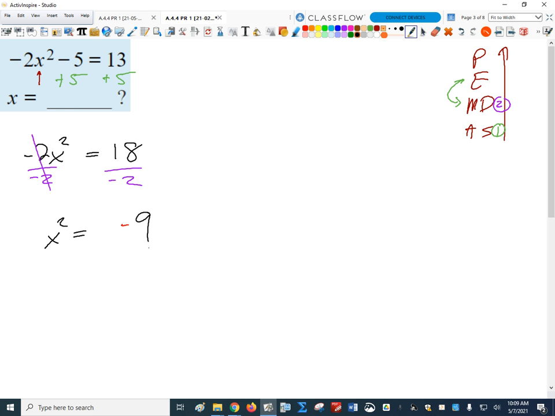Square root. Okay, so finally we get up to the square root, don't we? So here's the square root. So I'm just going to square root both sides. I'm going to get x equals, I have to include a plus or minus, don't I? Because I'm square rooting both sides. The square root of -9. Uh-oh. What's wrong with that picture?